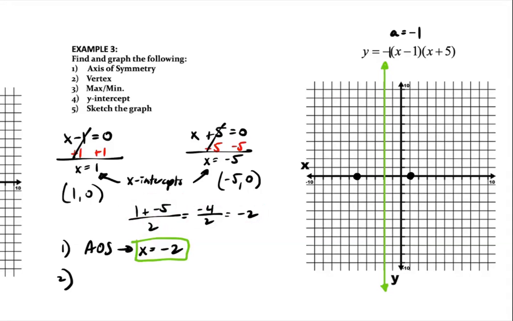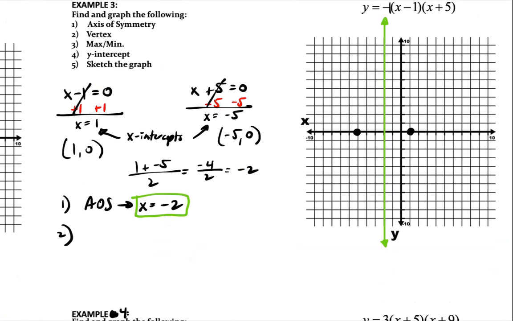Now that I have that, the next thing I've got to do is find the vertex. The vertex is going to be somewhere along this green line here. I don't know if it's up here, in the middle, or down here, but it's going to be on that line. So what am I going to need to do to figure out where along that line it is? Plug it back into the original equation.